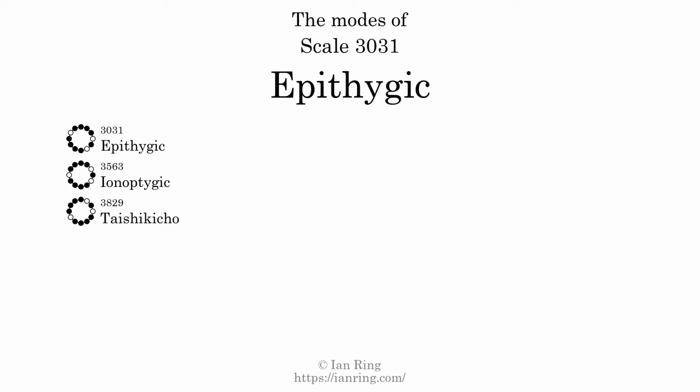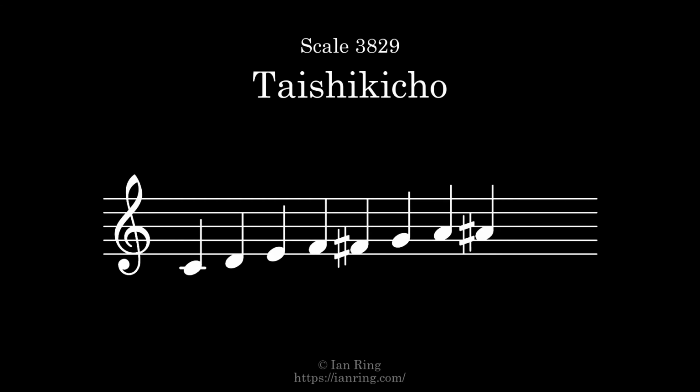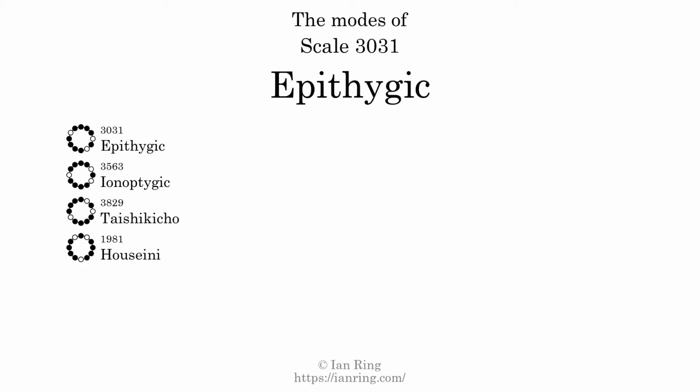The third mode is Scale 3829, also known as Epithygic. It sounds like this. The fourth mode is Scale 1981, also known as Haussani. It sounds like this.